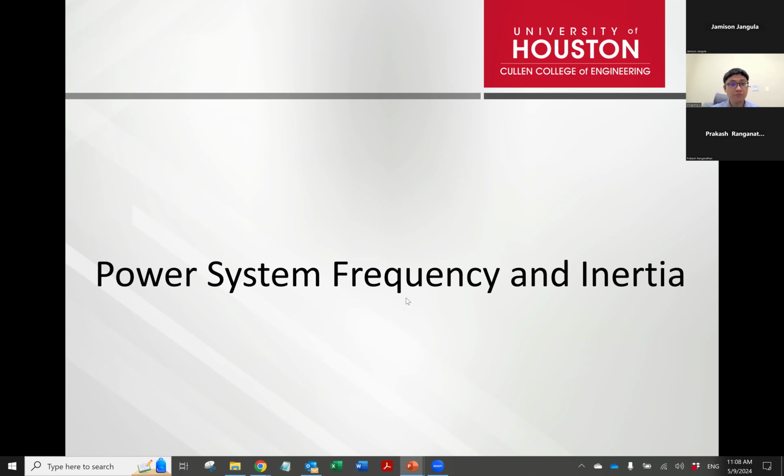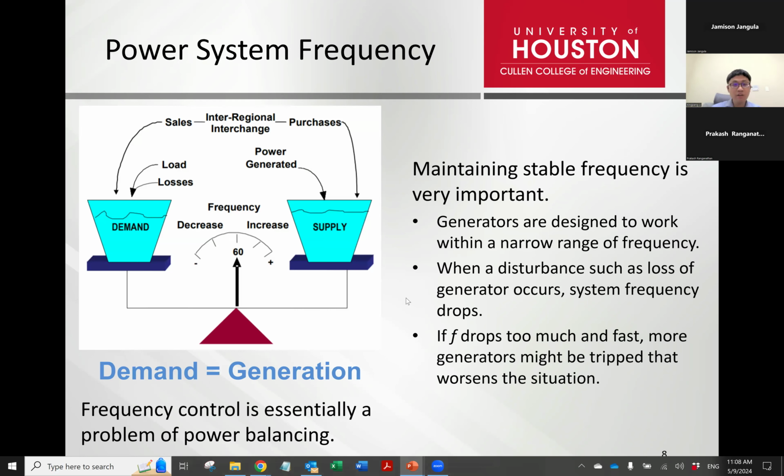Now, power system frequency. Modern power systems are AC systems, so we have AC power sources, which are synchronous generators. Synchronous generators rotate to generate electricity, and how fast they rotate is equivalent to power system frequency. Generators are also designed to work within a very narrow range of frequency. If the frequency is too high or too low, the protection system will kick in and trip the generator, which will affect the power system supply demand balance. So maintaining power system frequency is essentially a supply demand balance problem. If we have over generation, the frequency will increase, but if we have insufficient generation, the frequency will decrease.